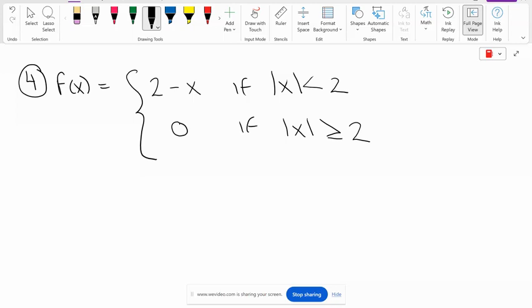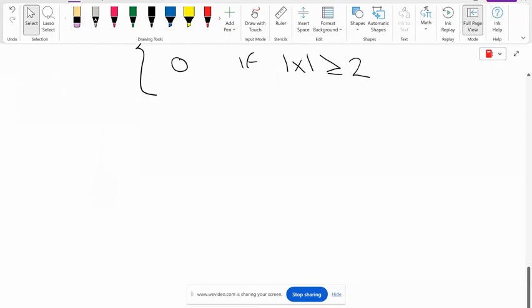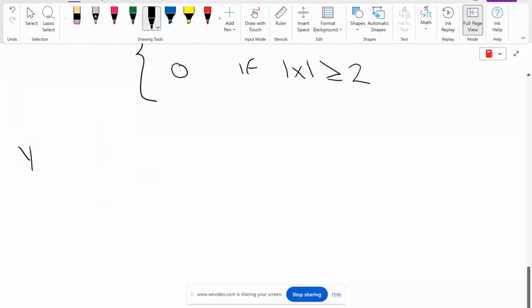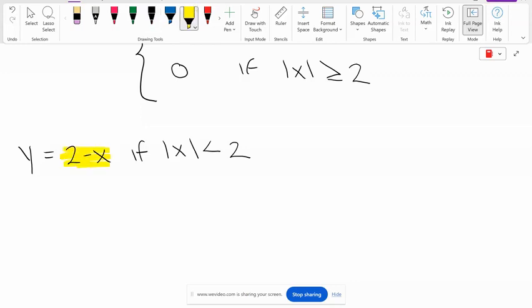Okay, let's start with that first one. We're going to have y equals 2 minus x if the absolute value of x is less than 2. Well, do we all agree this is an equation of a line? 2 minus x. It's just in the wrong format. So I'm going to rewrite this. Y is equal to negative x plus 2.